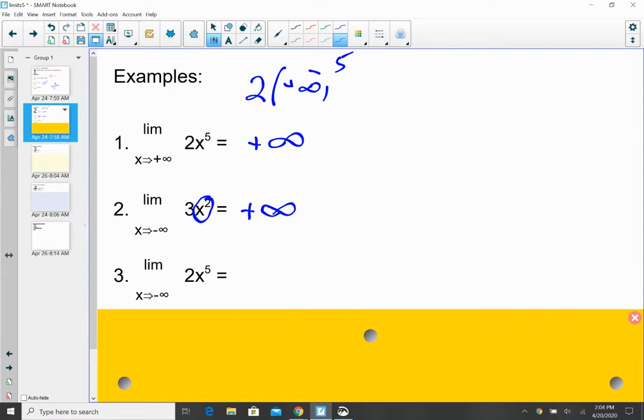Okay, now things are going to get a little bit different. Because now I've got a negative infinity here, and if I put that negative infinity into x to the 5th, if I take a negative thing and raise it to an odd power, it remains negative. 2 times that negative then still is negative. So you have to pay attention to the signs and see what's going on.